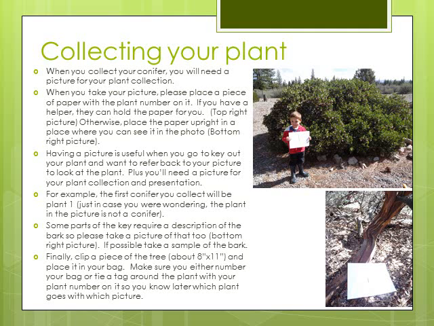And then lastly, after you've taken your pictures, you'll clip off a piece of the tree. It's handy to have some kind of scissors or clippers when you go out collecting so that you can cut that off. And then make sure that you either number your bag or tie a tag around your plant with the plant number on it. So for example, for plant 1, it would be helpful to put a number 1 on your baggie with a permanent marker, or tie a tag around the plant and put number 1 on that tag.